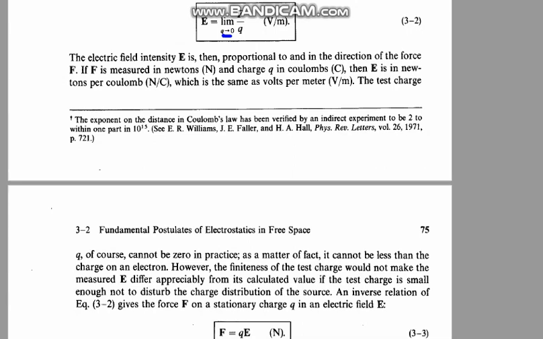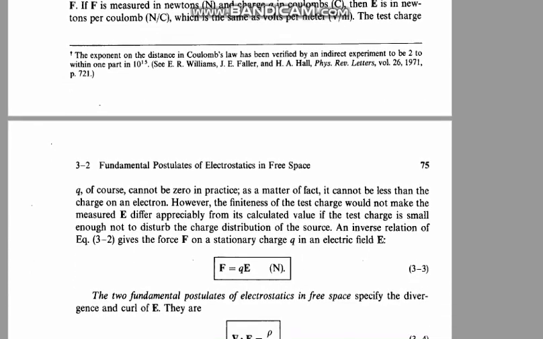However, the finiteness of a test charge would not make the measured E differ appreciably. That can't be 0, so it has a value. So after that, an inverse relation of this equation gives that. We can write E is equal to F divided by Q, as Q is not 0, and for this we can write that F is equal to QE, and that is Newton.